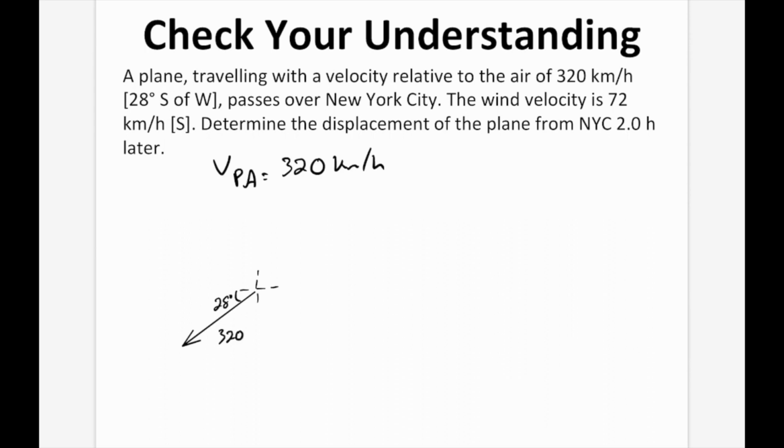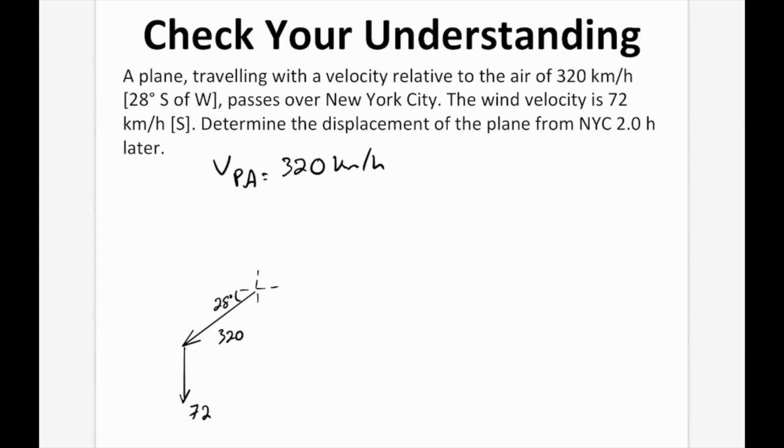Passes over New York City. The wind velocity is 72 kilometers per hour south. So our second vector is going to go south, and it's going to be 72 kilometers per hour. Determine the displacement of the plane from New York City 2 hours later.